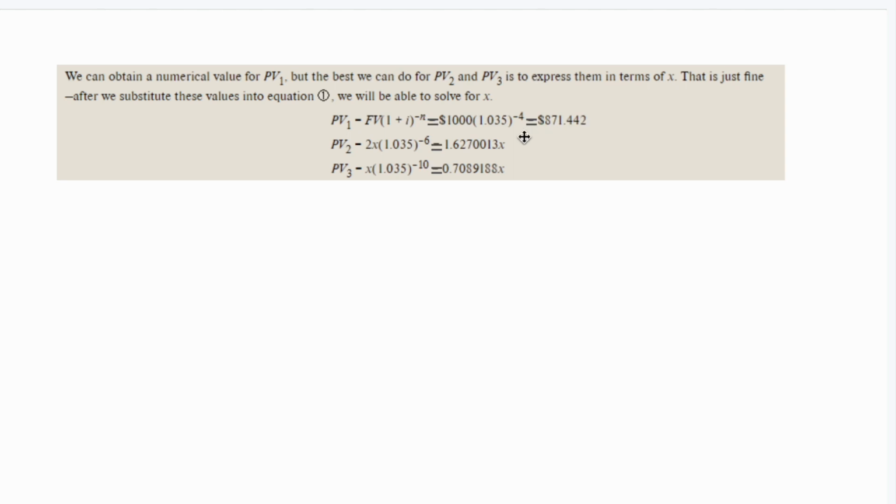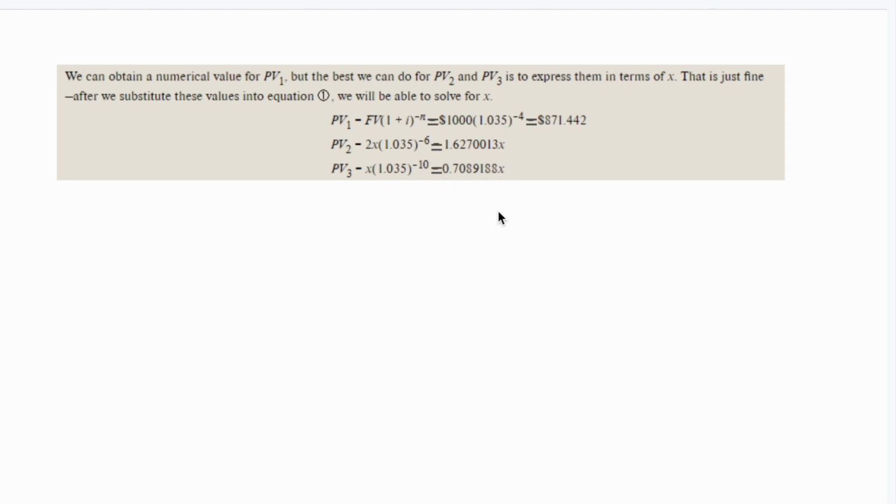Now, here's the tricky ones. This is the X. So what we need to do is 2X times 1.035, again same concept, to the minus 6, because there's 6 compounds. And that will give 1.627X. See how we can calculate the value of X there. We do exactly the same thing for the third payment. PV equals X times 1.035 to the minus 10, again, 10 compounds. And that comes to 0.7X.